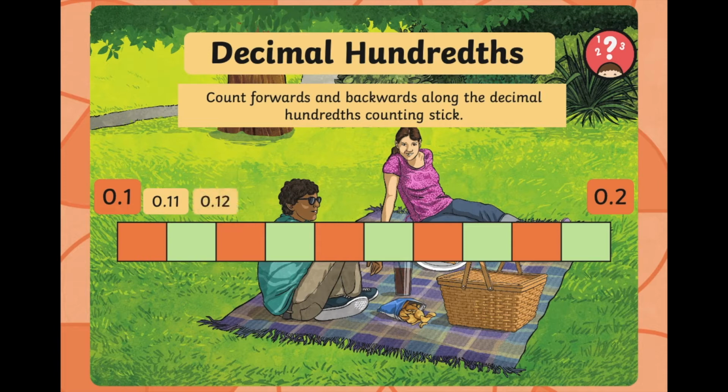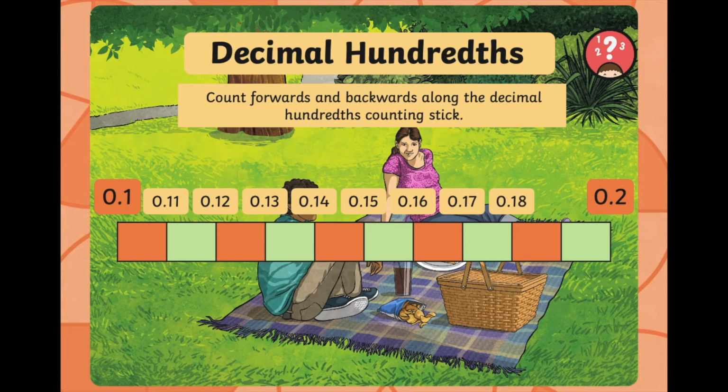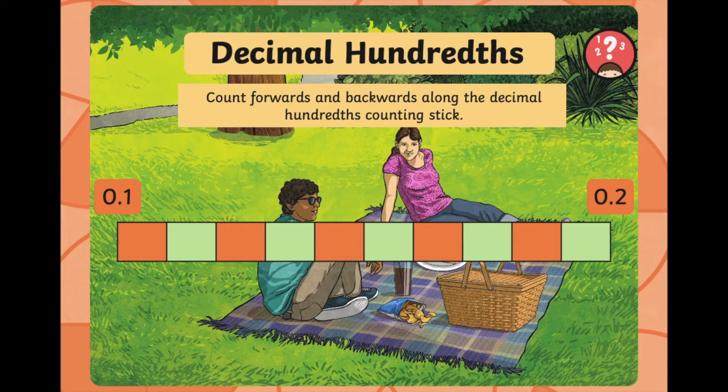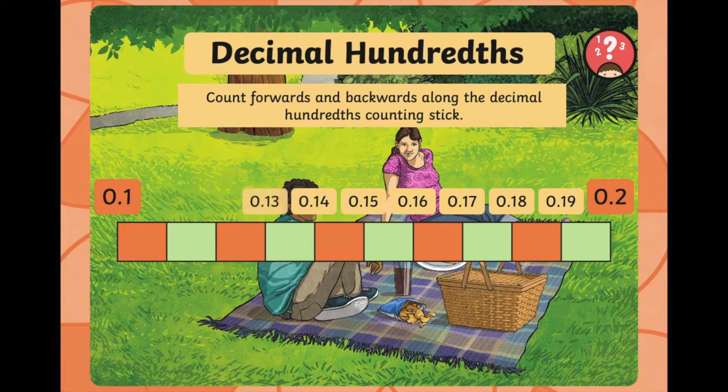0.11, 0.12, 0.13, 0.14, 0.15, 0.16, 0.17, 0.18, 0.19, 0.2. And counting back: 0.2, 0.19, 0.18, 0.17, 0.16, 0.15, 0.14, 0.13, 0.12, 0.11, 0.1.